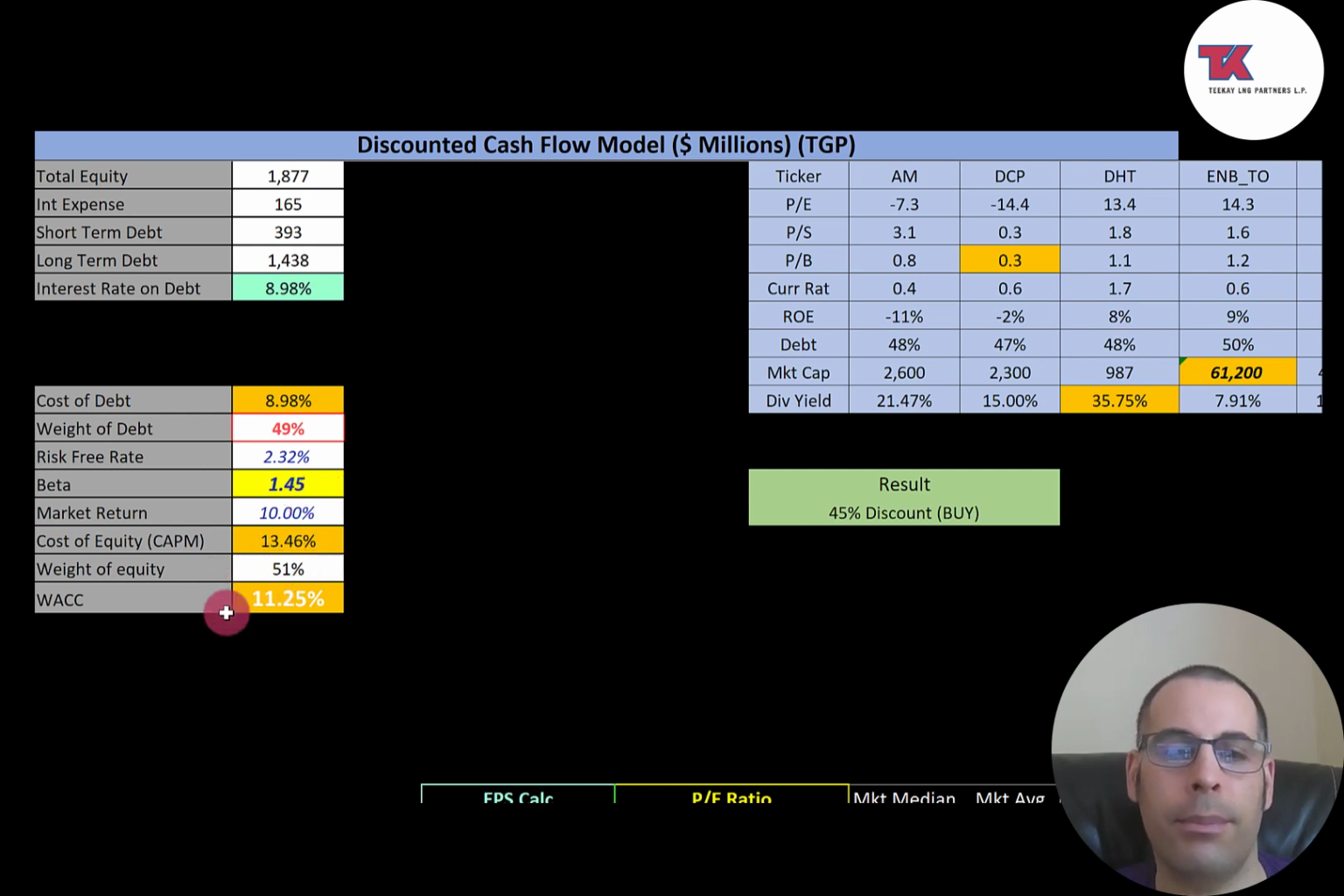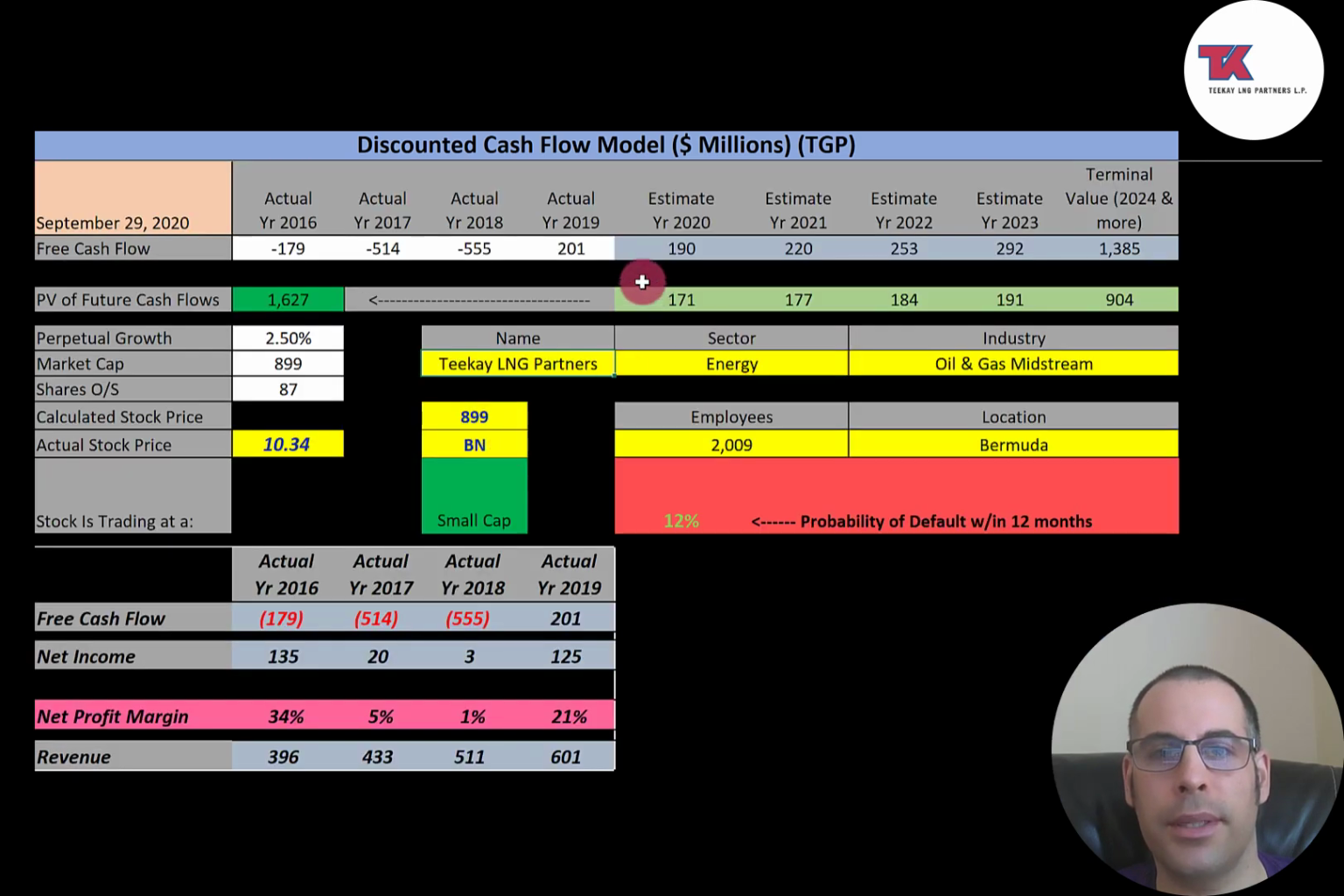Their WACC is 11.25%, which is a blend of the cost of debt and cost of equity. And that's the discount rate we're going to apply to the future cash flows. We estimated 4 years of future free cash flows. We also estimated a terminal value, which is all cash flows past year 4, that's $1.4 billion. We discounted those numbers back to today using the weighted average cost of capital. We get a value of the company of $1.6 billion.